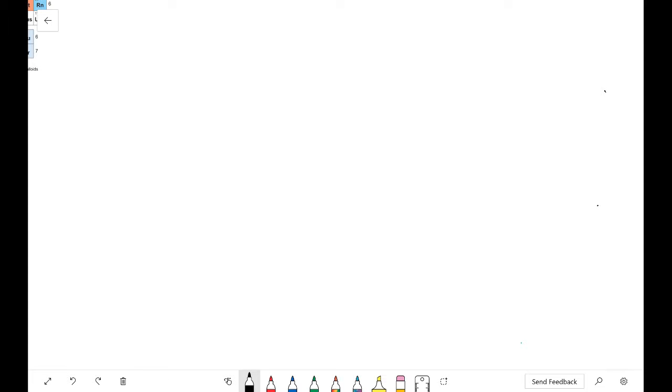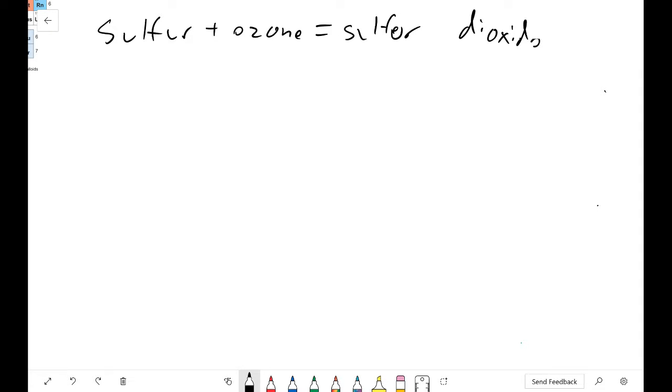So one example they do is sulfur plus ozone equals sulfur dioxide. So often on a test they'll actually show it in word form like this, and we want to not only write it into the correct letter form, like an equation form, we also want to have a balance.